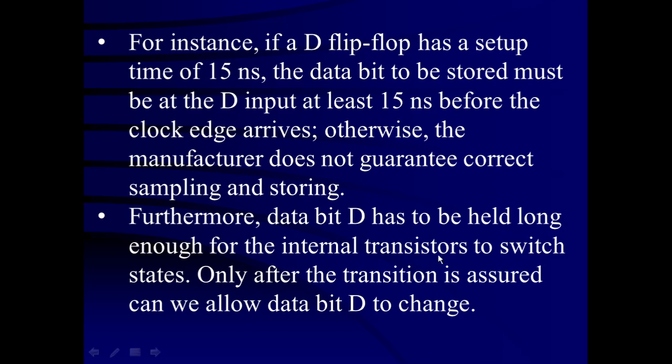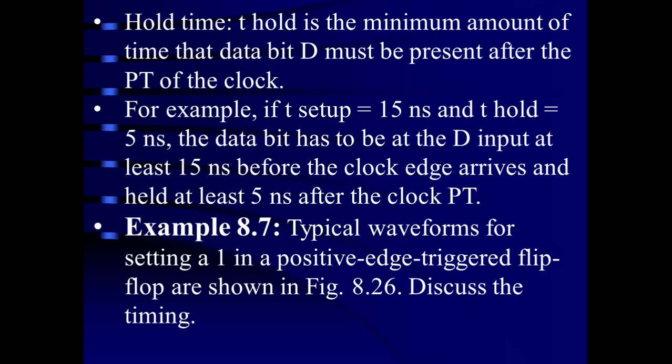Furthermore, data bit D has to be held long enough for the internal transistor to switch the state. Only after the transition is assured can we allow data bit D to change the state. Hold time, T hold, is the minimum amount of time that data bit D must be present after the positive transition of the clock. For example, if T setup is 15 nanoseconds and T hold is 5 nanoseconds, the data bit has to be at the D input at least 15 nanoseconds before the clock edge arrives and held at least 5 nanoseconds after the positive transition of the clock pulse.